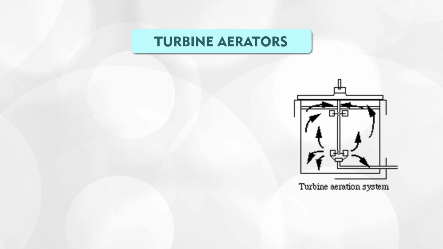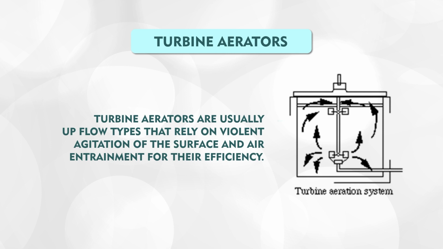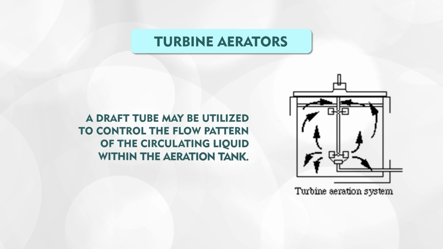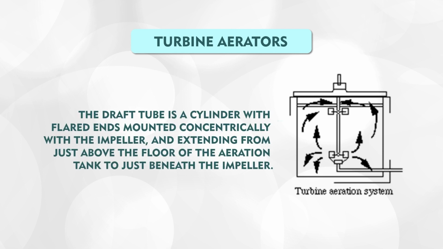Turbine aerators. Turbine aerators are usually a flow type that rely on violent agitation of the surface and air entrainment for their efficiency. A draft tube may be utilized to control the flow pattern of the circulating liquid within the aeration tank. The draft tube is a cylinder with flared ends mounted concentrically with the impeller and extending from just above the floor of the aeration tank to just beneath the impeller.